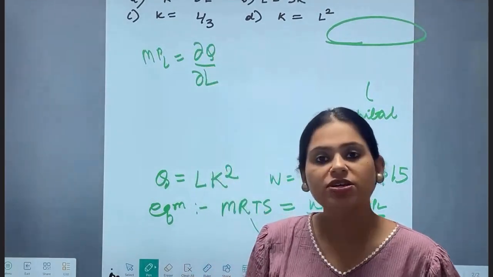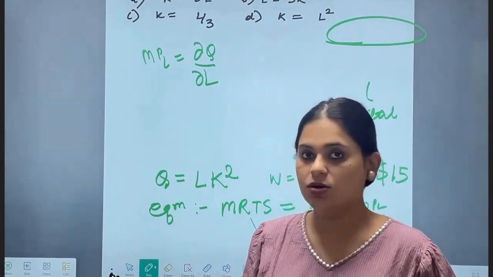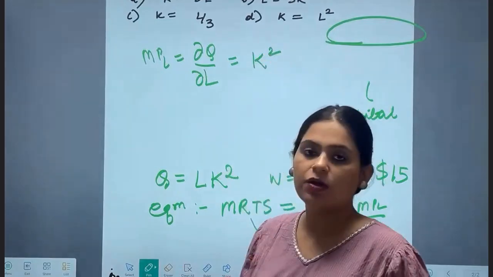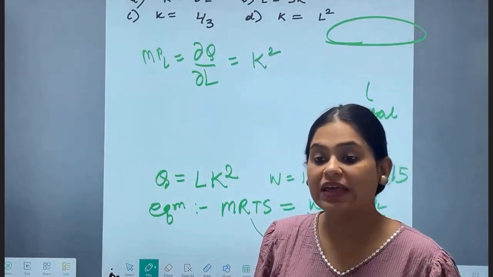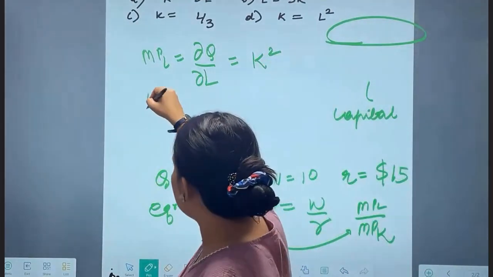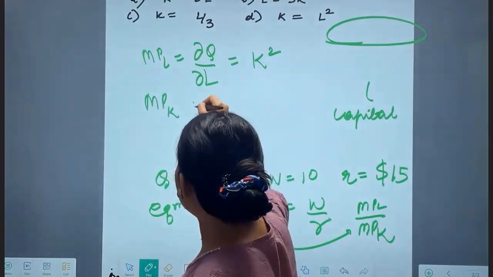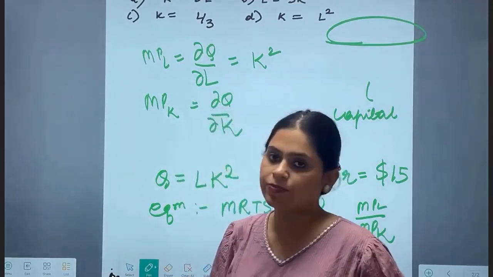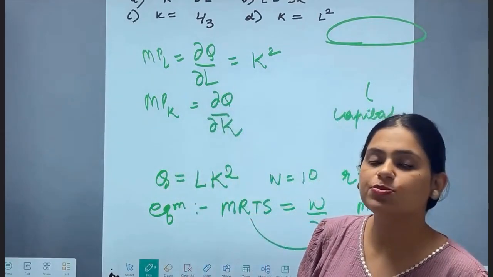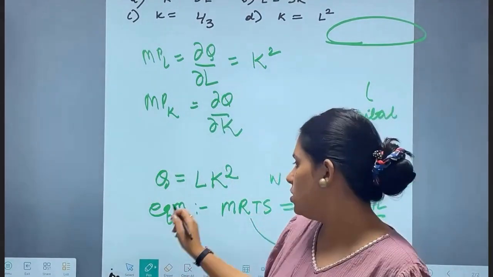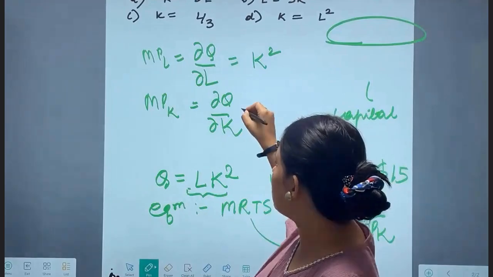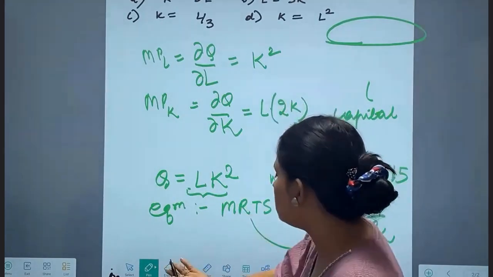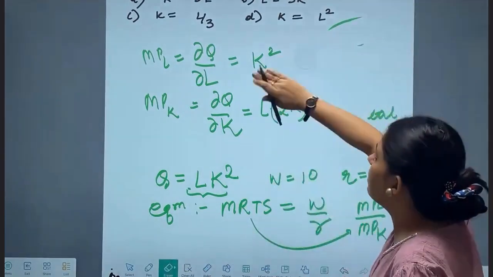So if I differentiate this with respect to L, what will I get? I will get K square. But what will be MPK? MPK will be how output changes as capital changes. So if I differentiate this with respect to capital, with respect to K, holding L constant, what will come? L into 2K.